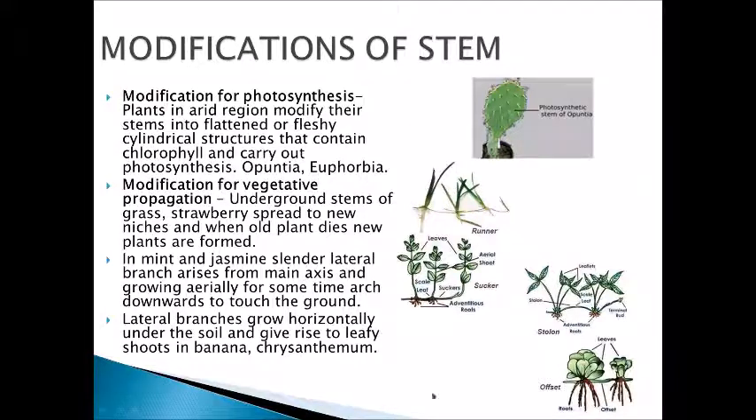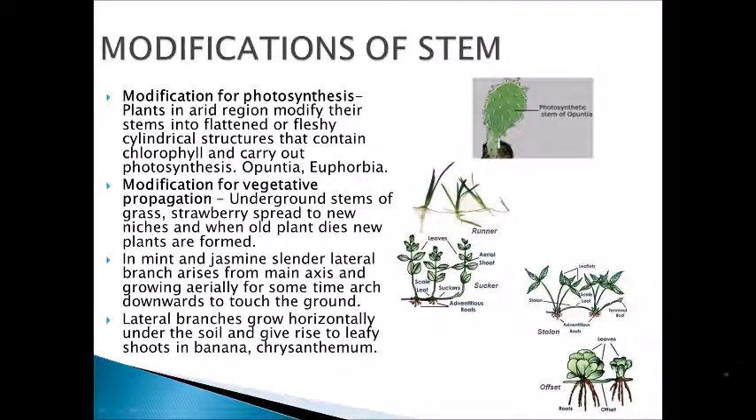Here you can see in grass, this common grass has what is called a runner, because here the stem grows parallel to the soil surface, and wherever this stem touches the soil, from that nodal region the roots develop and the new plant is formed. In case of another plant like strawberry, here you can see stolons. They are there in mint and jasmine also.